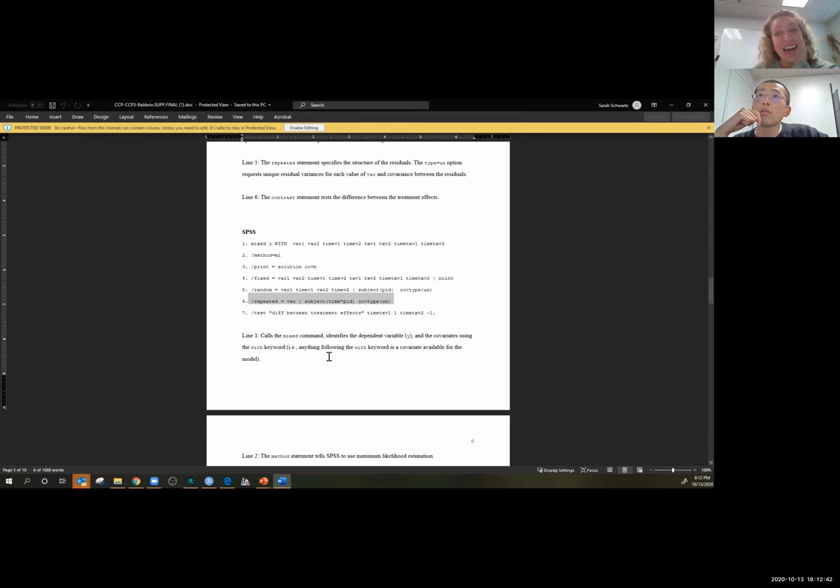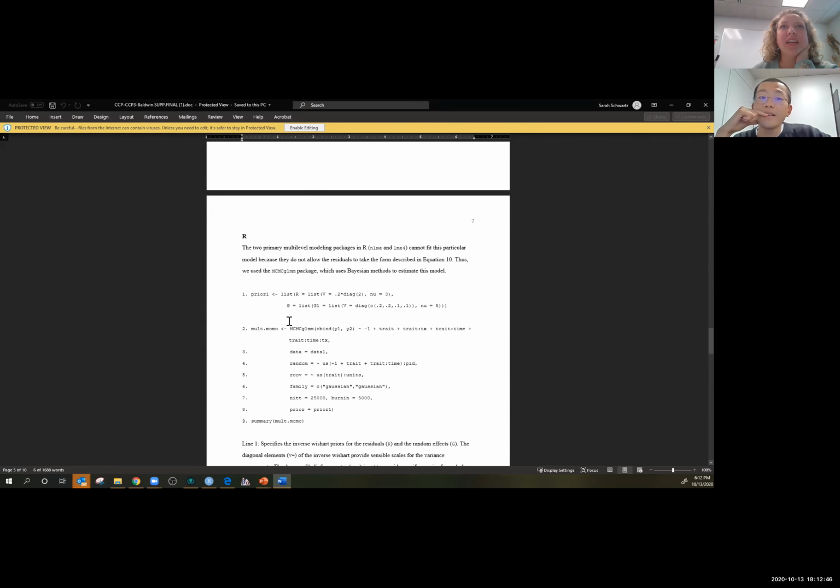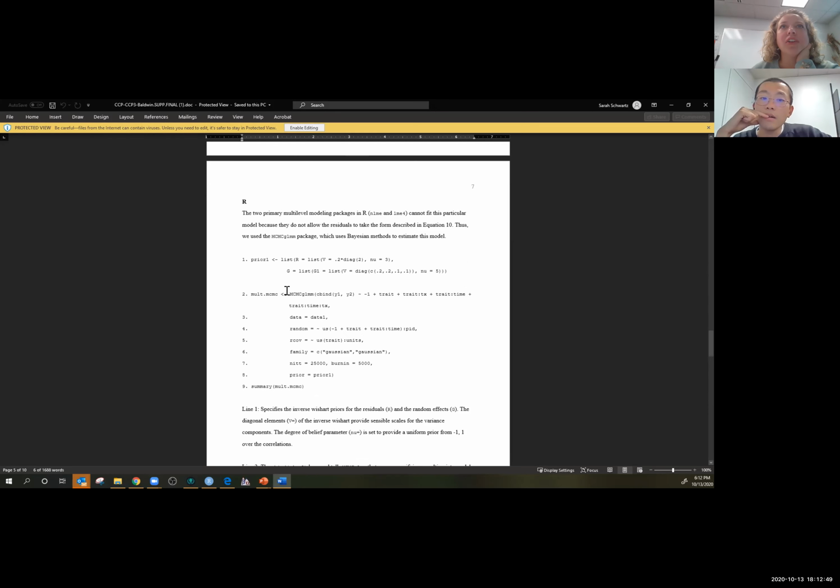So taking this class is exactly for this data analysis. And then in R, they're using MCMCglmm. They're not using lmer like we are in class. And this is the reason, it's just another way to solve them.